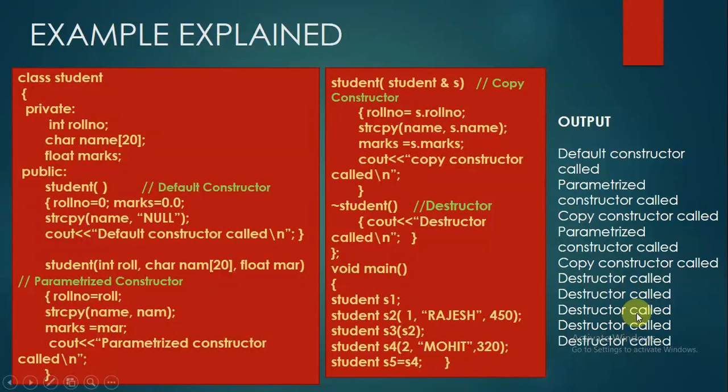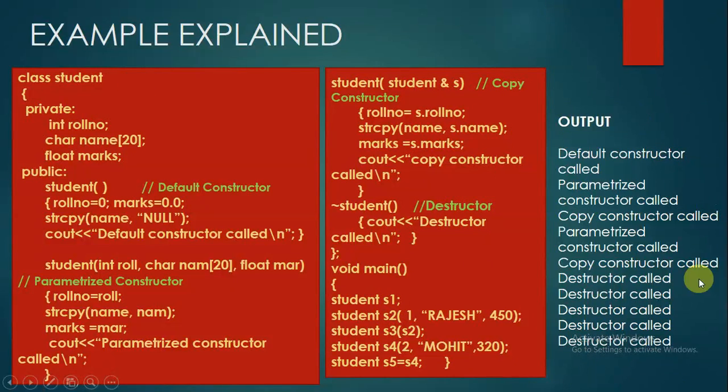So first, the object S5, which is created last, will be destroyed first. So the destructor will be called for the object S5. Then the destructor is called for object S4. Then the destructor will be called for object S3. And then the destructor will be called for object S2. And this destructor will be called for object S1.